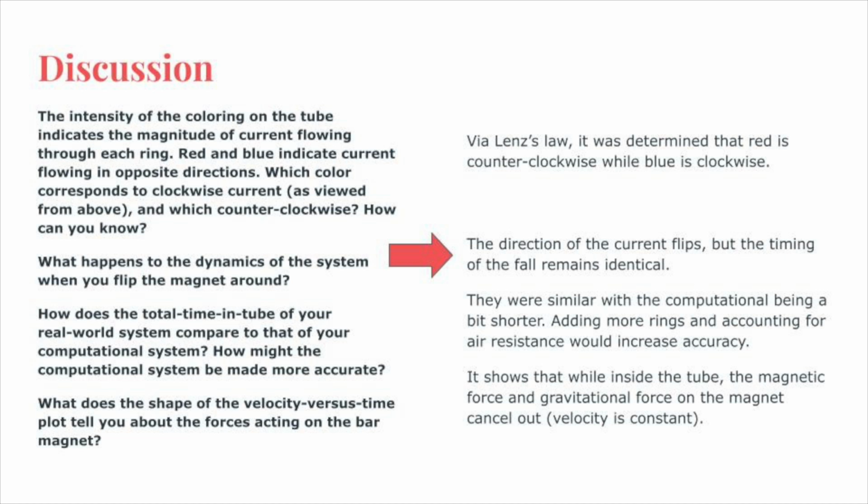The shape of the velocity versus time plot is relatively flat while the magnet is inside the tube. This tells me that the magnetic force and gravitational force on the magnet cancel out at this time.